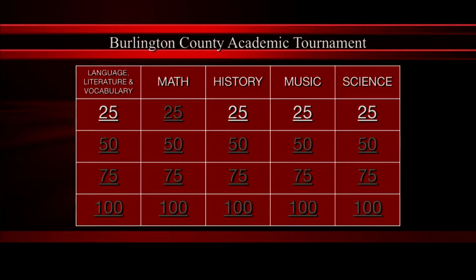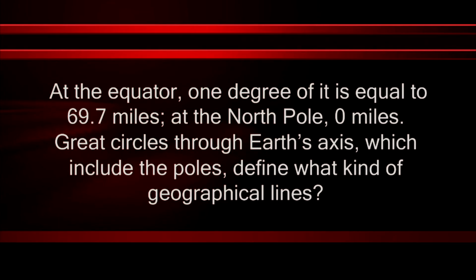Yep. Good job. All right, we have 4 questions left. Lenape, where would you like to go next? Science for 25. At the equator, 1 degree of it is equal to 69.7 miles. At the North Pole, 0 miles. Great circles through Earth's axis, which include the poles, define what kind of geographical lines?